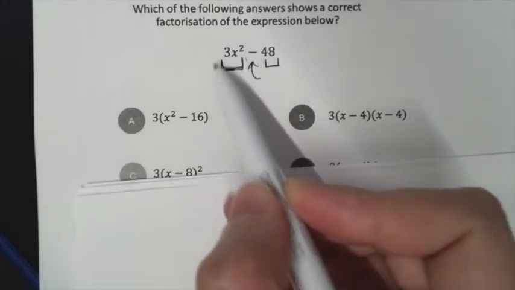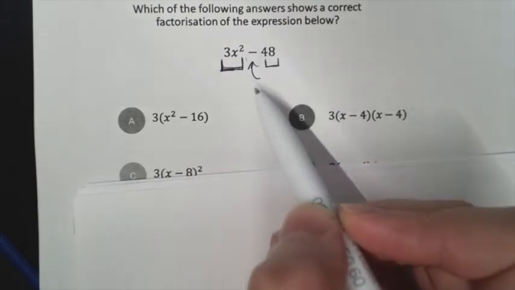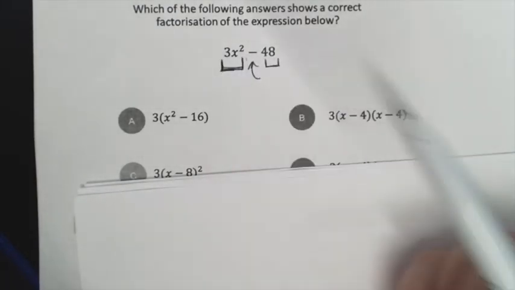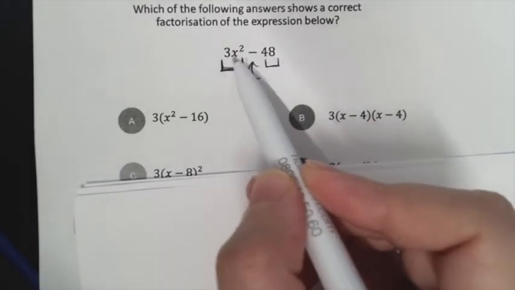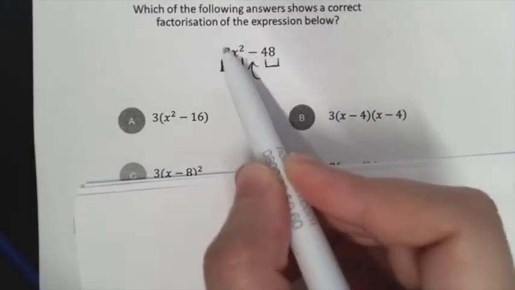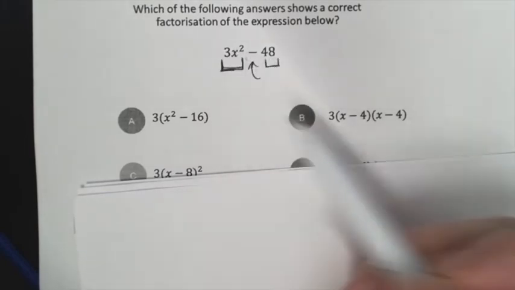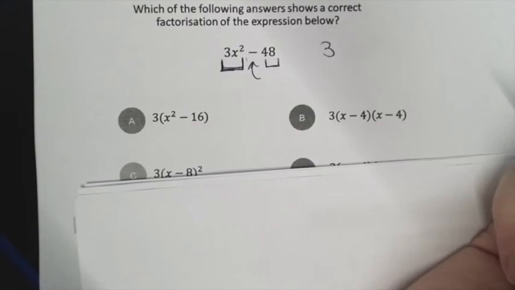Okay, so it's not the difference of two squares at the moment. If I look at this and start factorizing it, what do I have common between these two terms? I have a 3 that is common. The highest common factor of 3x squared and 48 is 3. So I can take 3 outside the brackets.